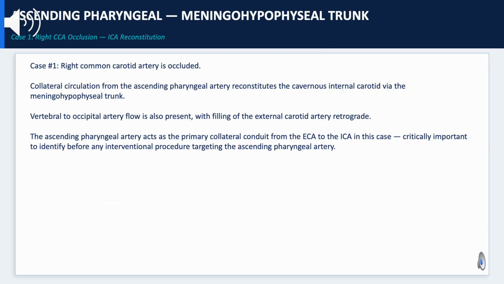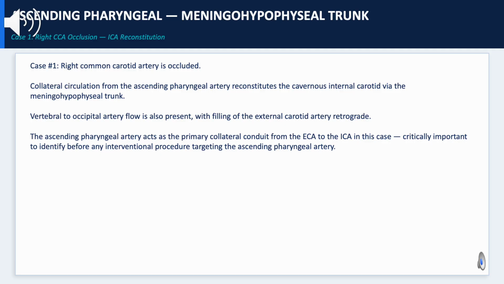This case of right CCA occlusion demonstrates the ascending pharyngeal artery acting as the sole reconstitution pathway for the cavernous ICA via the meningohypophyseal trunk. The right CCA is occluded. The ascending pharyngeal, arising from the ECA, sends its neuromeningeal trunk through the jugular foramen to anastomose with the meningohypophyseal trunk of the cavernous ICA. Simultaneously, vertebral to occipital artery retrograde flow is filling the external carotid retrograde. This combined pattern, ascending pharyngeal from below and occipital from behind, simultaneously filling the ECA, is the hallmark of proximal CCA occlusion with competent circle of Willis collateral demand.